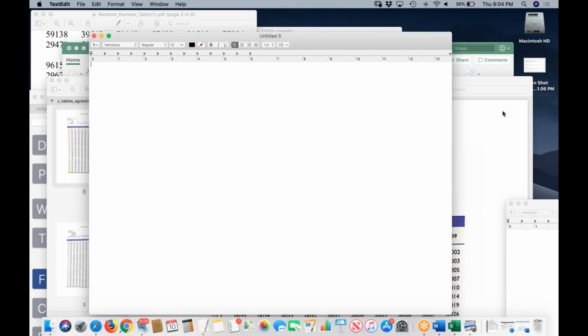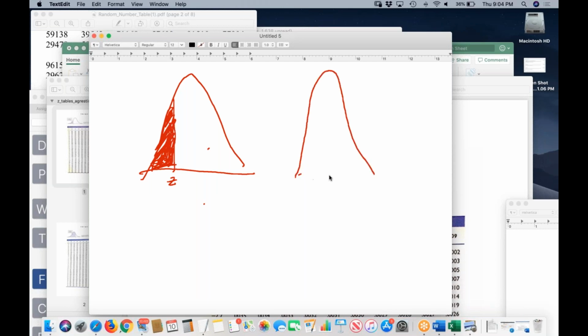So there are versions of this table that instead of having the z-score like this and giving you that area over there, what they will do is give you the area as the difference between the mean and the z-score.